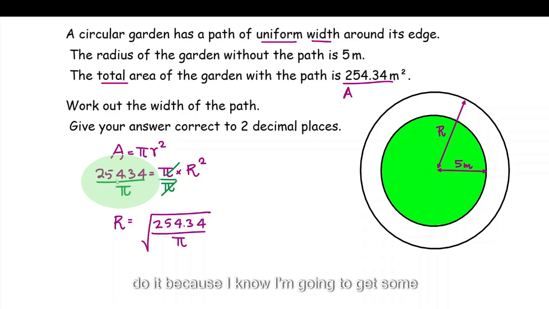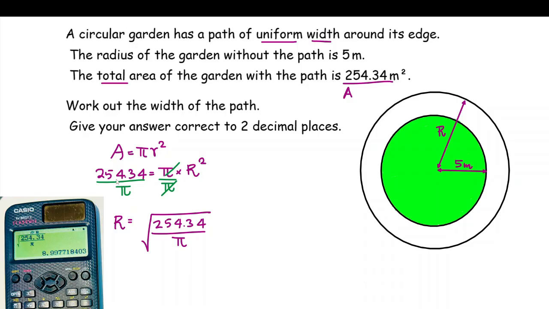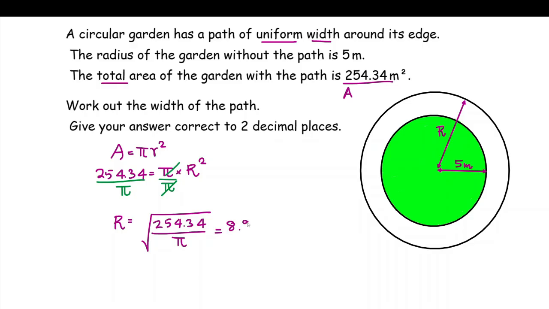Now I wouldn't try to get the value for this one and then do it, because I know I'm going to get some long decimal, pi being irrational. So it's just the whole thing. Just put it in the calculator, like this. So you get the radius is 8.9977 ... meters.